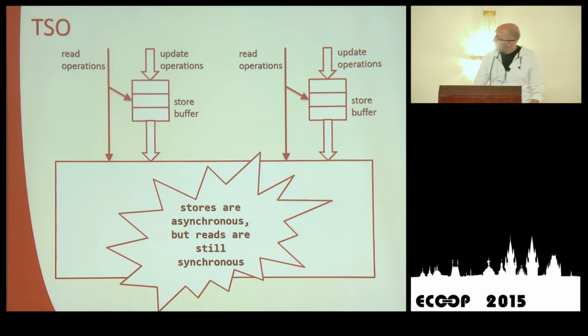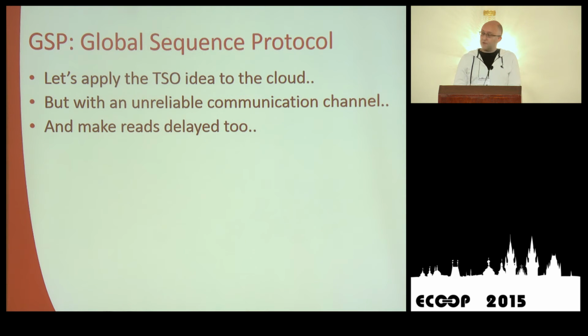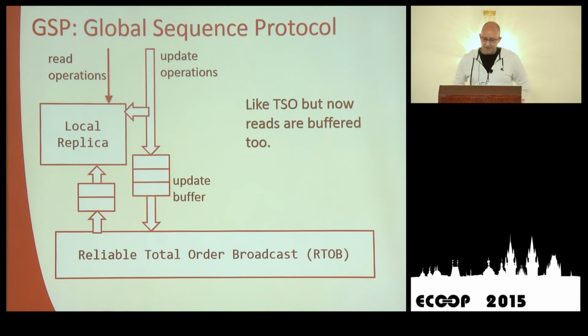So this is how we're going to take the next step to the GSP model, and we're going to apply this memory model, but now to the cloud. That means we have to think about, what if your communication channel is really slow or unreliable, or you're even offline? So what we're going to do is make the reads also delayed. It's going to look a little bit like this. So this is the global sequence protocol.